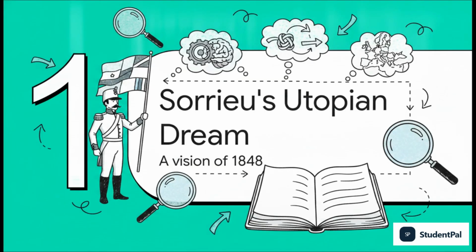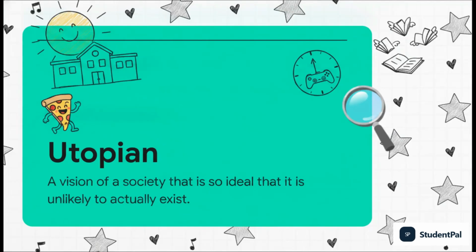All right, kicking things off with Section 1, Sorrieu's Utopian Dream. Right off the bat, you're hit with some pretty heavy historical vocabulary, so let's prevent cognitive overload and make these crystal clear right now. The first major term is utopian. Sorrieu's vision was a utopian one, but what does that actually mean?